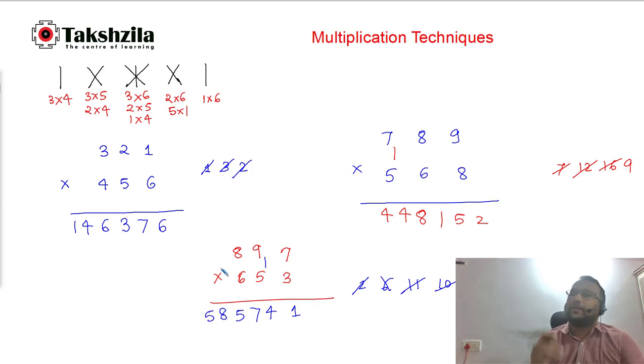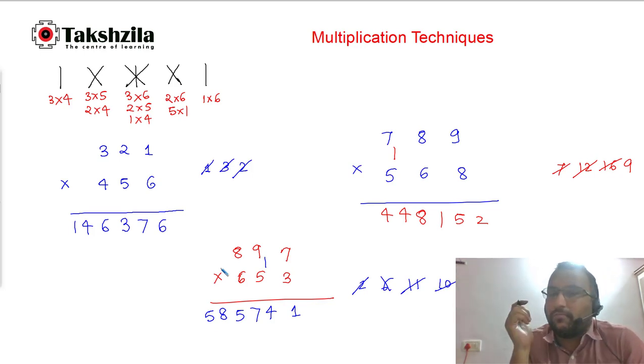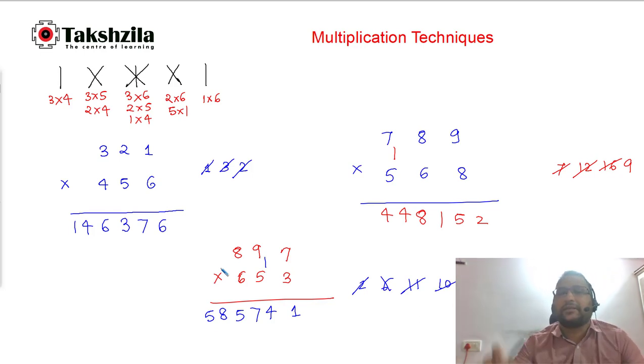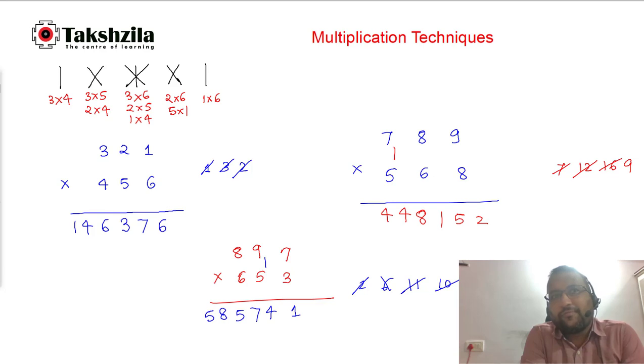This is how we can multiply a 3-digit number by a 3-digit number using this Vedic mathematics method. Apart from this, there are a few more methods which will help you to multiply a 2-digit number by a 2-digit number, then 3-digit by 3-digit. But I think these two methods are sufficient and we really don't require other methods. So that's it about multiplication techniques, and now we'll move to how to find the square of a number. So let's have a look at that.